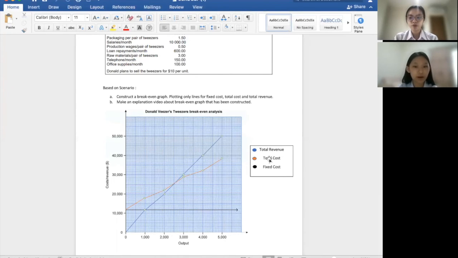When we look at the graph, we will start gaining profit by 3,000 of production, where at 4,000 the revenue is $40,000 with total cost of $32,500, and at 5,000 of production with total cost of $37,500 with revenue $50,000.